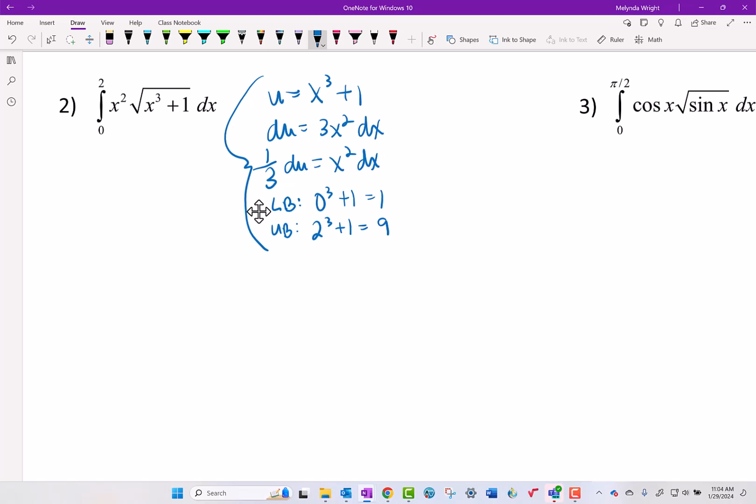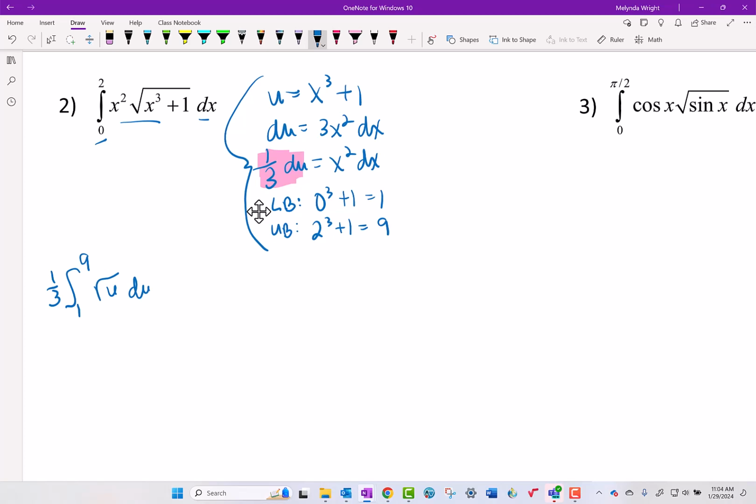Okay, are we all okay? So right now this is x bounds, these are x's, and that's dx. I'm going to transform the whole thing to be u bounds, u's, and du, all of it. So my bounds I discovered would be 1 to 9. I've got the 1/3 out here. That's from here, right? There's my 1/3 du. And then I have the square root of u du.